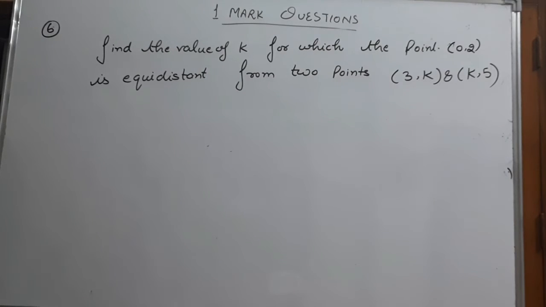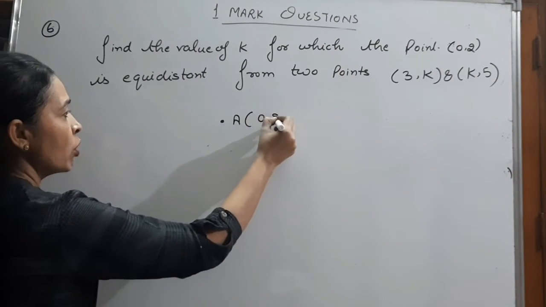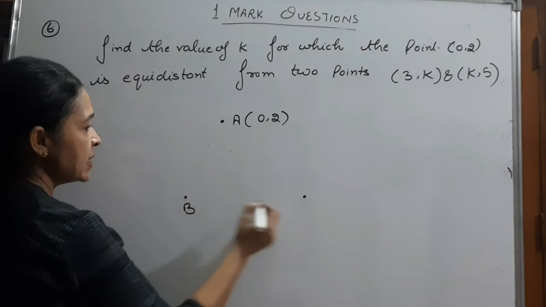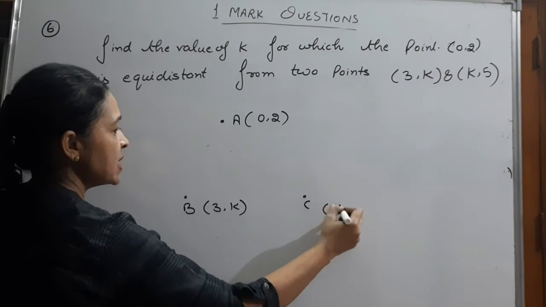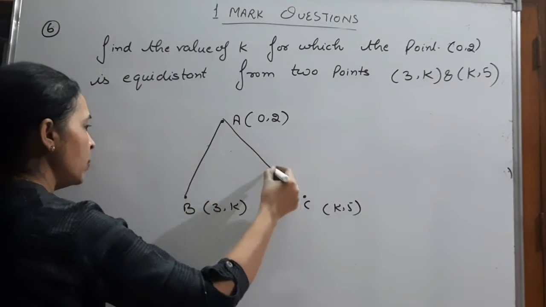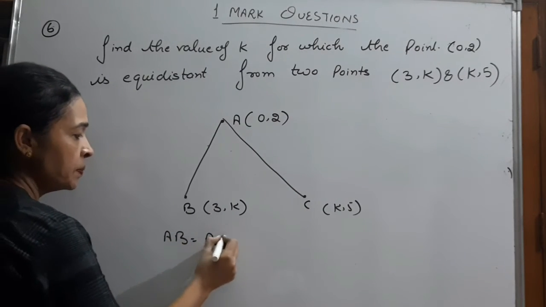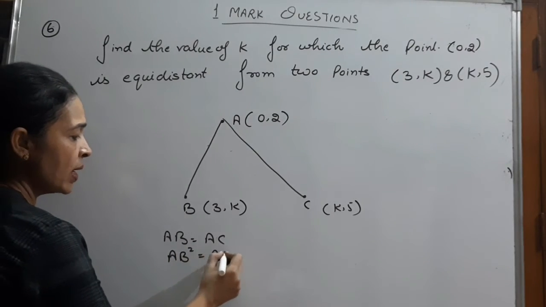Find the value of k for which the point (0, 2) is equidistant from the two points (3, k) and (k, 5). Here is a point A whose coordinates are (0, 2). We have two points, B and C. The coordinates of B are (3, k) and the coordinates of C are (k, 5). It is given that both the points are equidistant from A. It means AB = AC, or we can say AB² = AC².